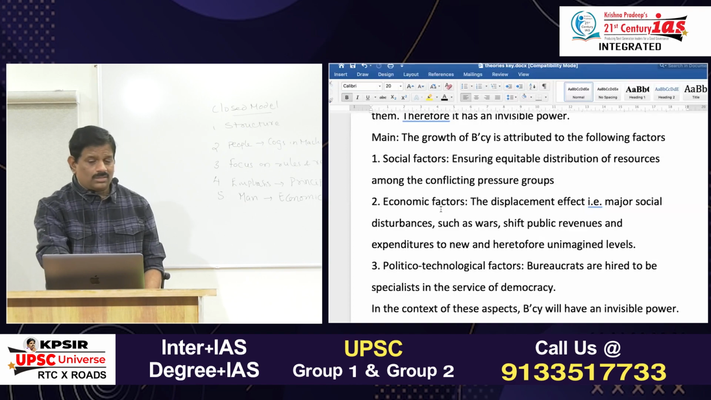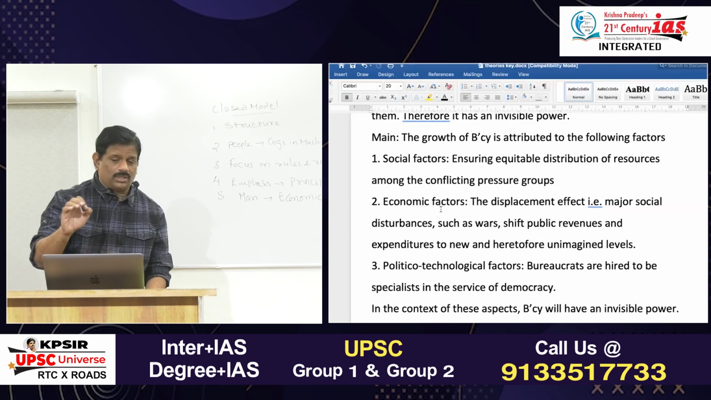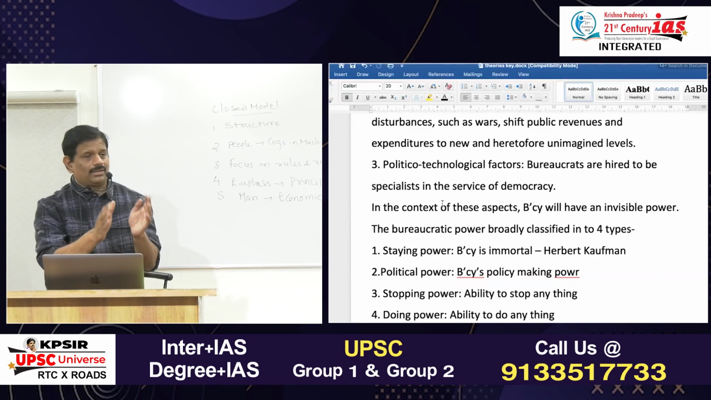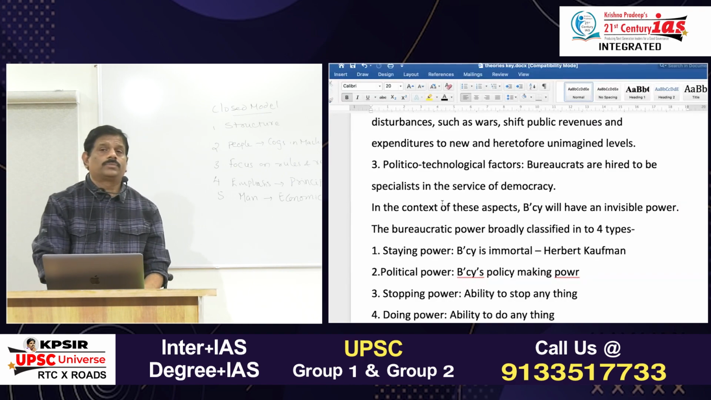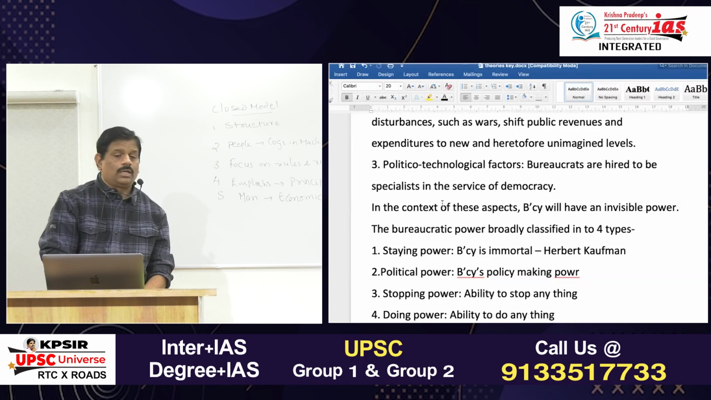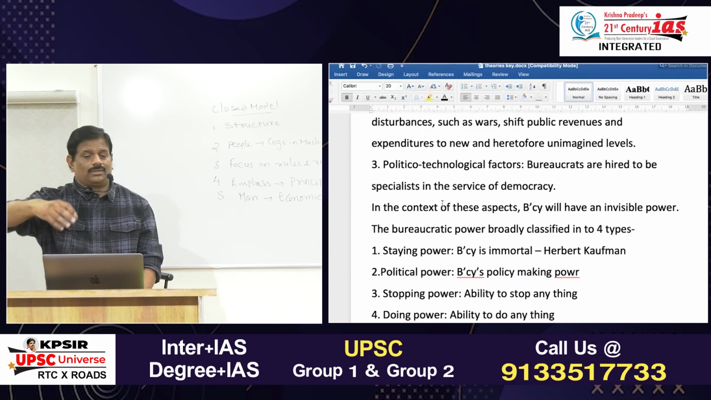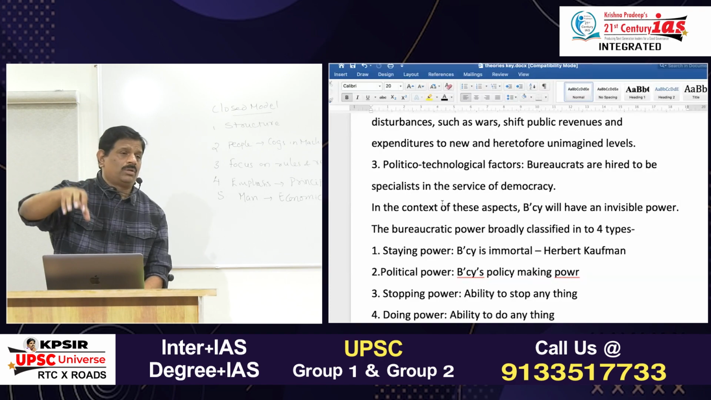Then politico-technological factors. Bureaucrats are hired as specialists in the delivery of service. Political factor is democracy. Democracy is the political factor. Then the technological factor is the adoption of the new technologies. These factors contributed to the increasing power of the bureaucracy.